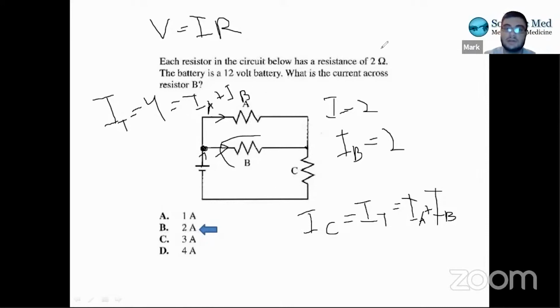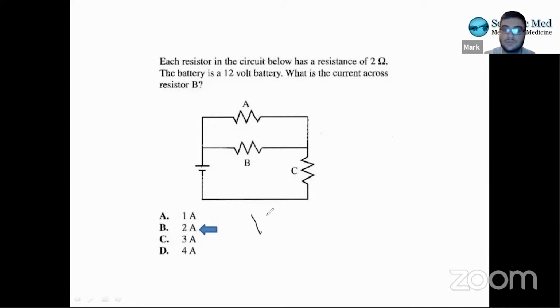The way we did that is we had a V total, so we used V equals IR. We know what V total is. It's 12 because that's how much the battery was. We found the total resistance, which we calculated to be 3 ohms. And then from there, we just did 12 divided by 3 to solve for I, and I is 4. I total is 4, because this is total, total, total.